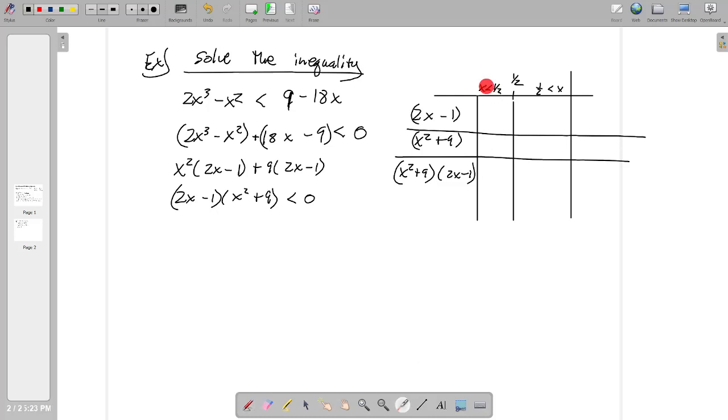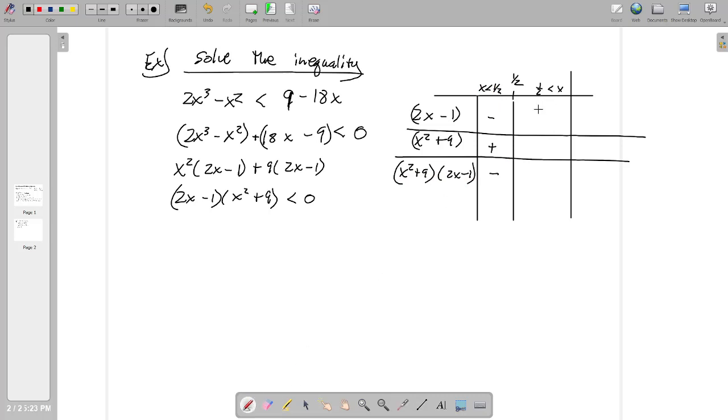So if we are to the left of 1/2, say 0, 0 minus 1 is negative, so this first term is negative. 0 squared plus 9 is positive. I will note that x squared plus 9 is always positive. But x squared plus 9 times 2x minus 1 would be a negative number times a positive number, so that gives us a negative number. So on the interval x is less than 1/2, the entire polynomial is negative.